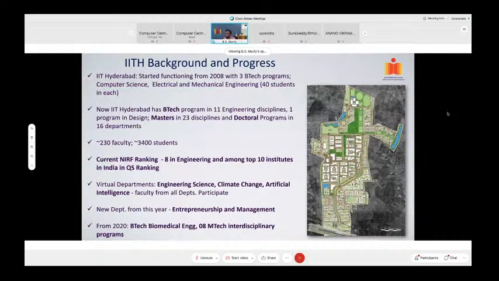Of course, we also started a BTech in biomedical engineering this year. That's another unique thing. For the first time in the whole country, there is a BTech in biomedical engineering. Similarly, a number of interdisciplinary MTech programs have been started, which you will come to know about as you go along, once you join the institute and keep knowing more and more about your departments.